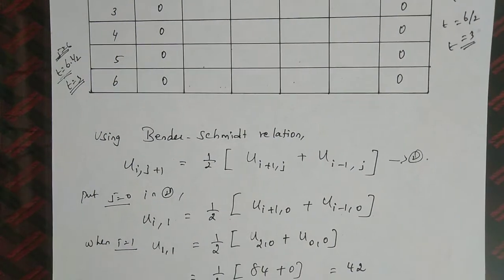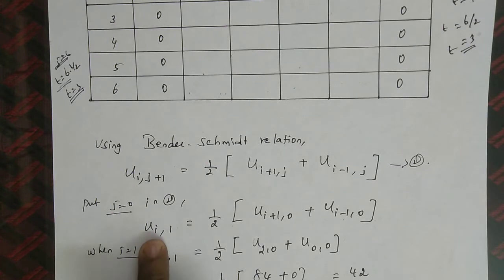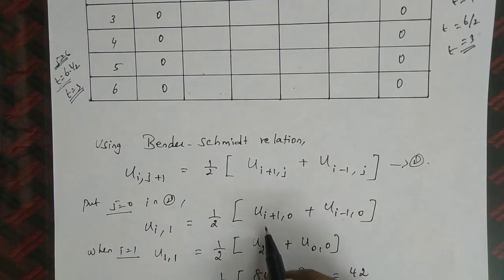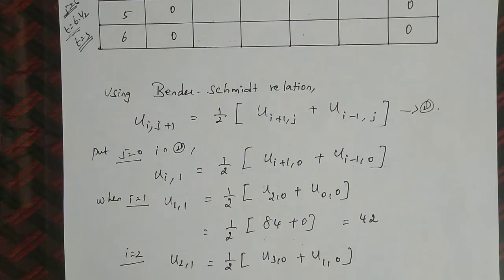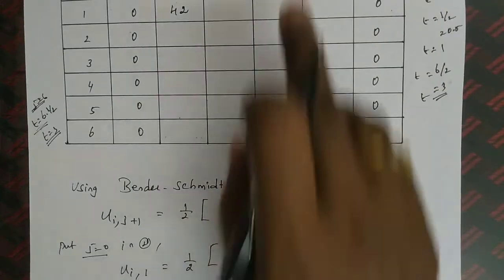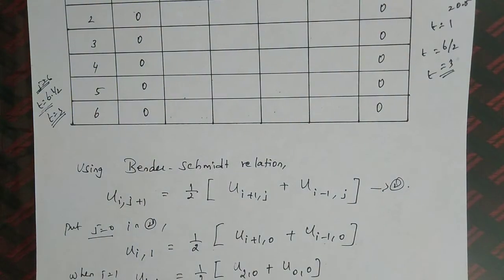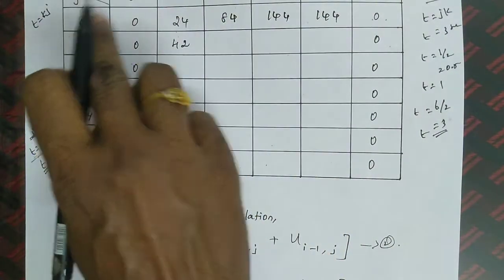Now what is the next value? Next value is i equal to 2. So put i equal to 2. What will happen? It will become u(2,1), which equals 1 by 2 into u(i+1, j) plus u(i-1, j). So 2 plus 1 is 3, u(3,0) plus 2 minus 1, that is u(1,0). So now 1 by 2 into u(3,0). Look at the table, u(3,0) is 144, plus u(1,0), which is 24.